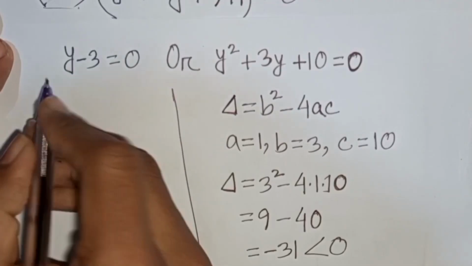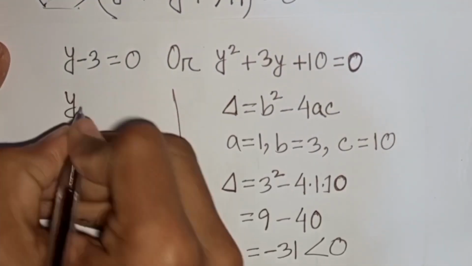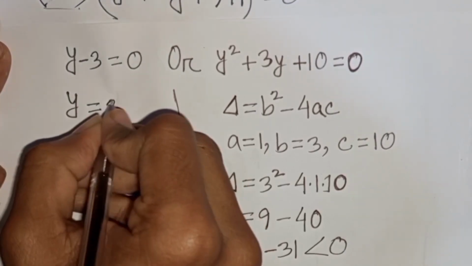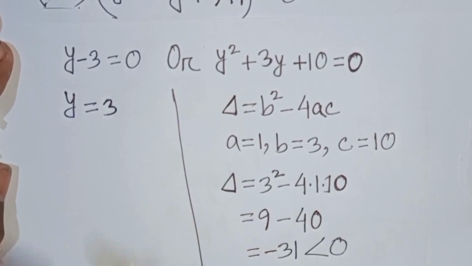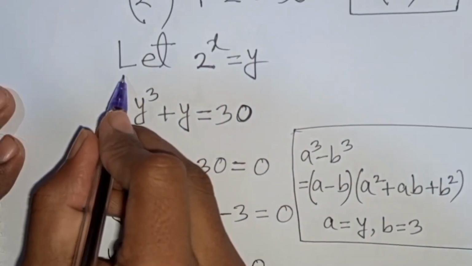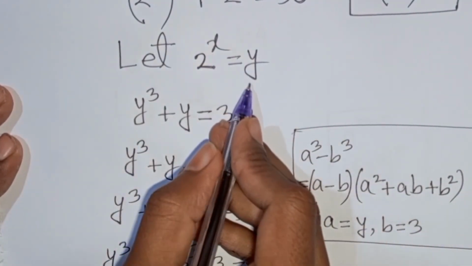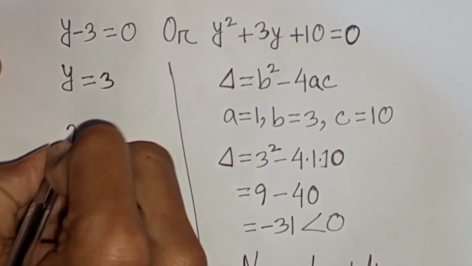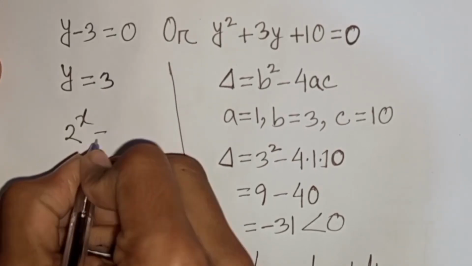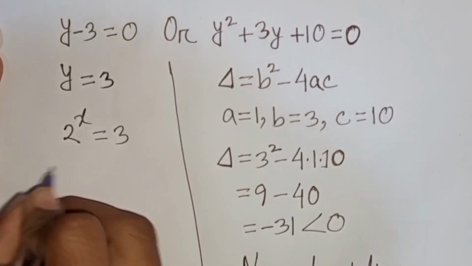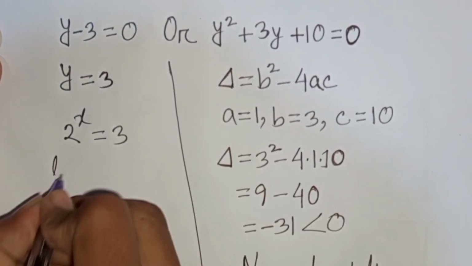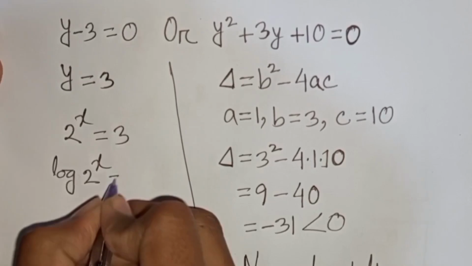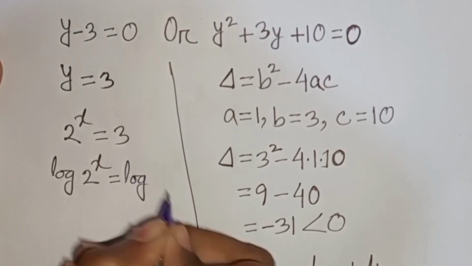Now from here y is equal to this minus 3 taken to the right side, so this will be plus 3. Now we see y is equal to 3, but remember that we let 2 power x be substituted by y. So y, that means 2 power x. So 2 power x is equal to 3. Now we take log on both sides. You can write here log of 2 power x is equal to log of 3.